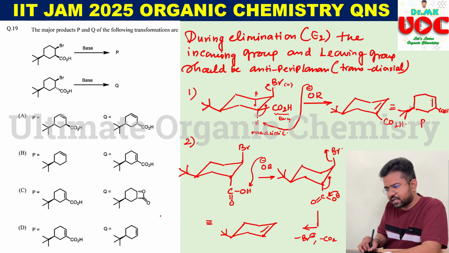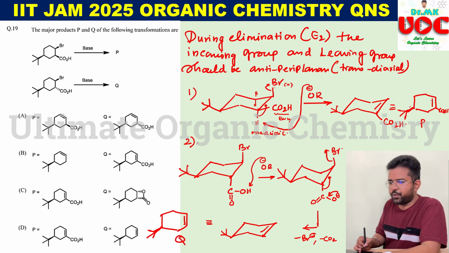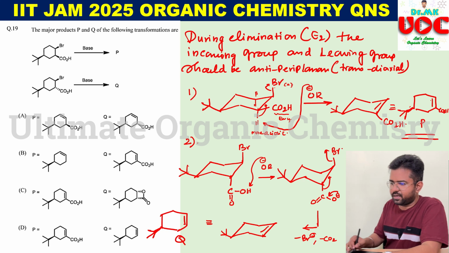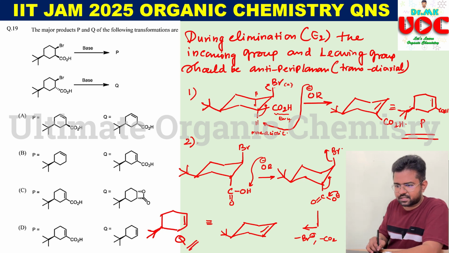If you redraw the structure, it is going to be like this. This is the structure of compound Q. And if you have to look at these two structures, that is, this is the structure of P and this is the structure of Q, the right answer is option D.